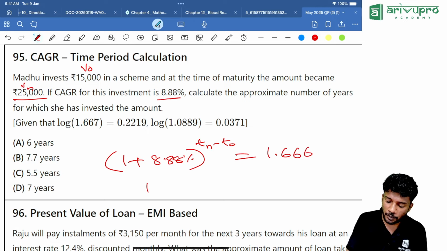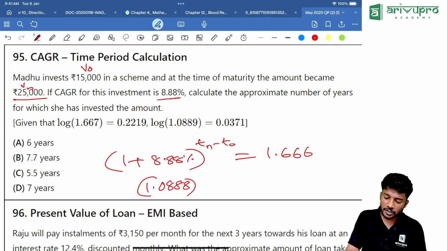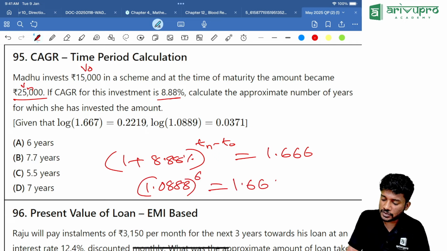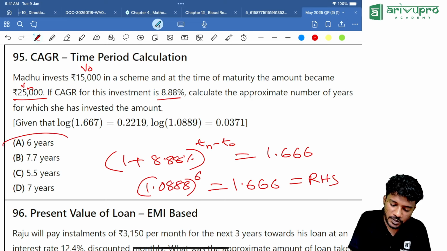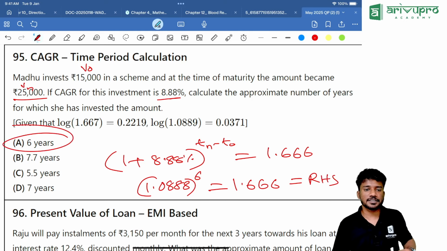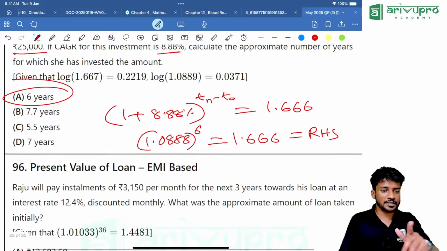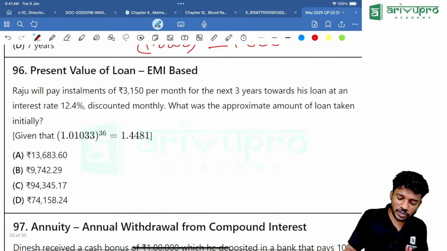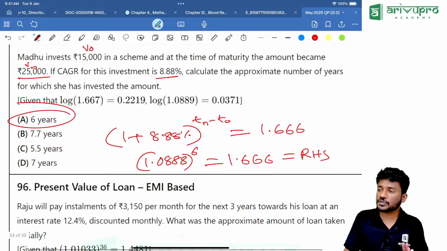Now we will check whichever option is giving us the answer. 1.0888, the whole power option 6. How much are you getting? 1.666, which is equal to our answer on the RHS. So option A is the right answer. Madhubala, yesterday you asked the same doubt: what if it is 5.5? That time you didn't get the answer. Yes, same question. Now, everyone understood this?